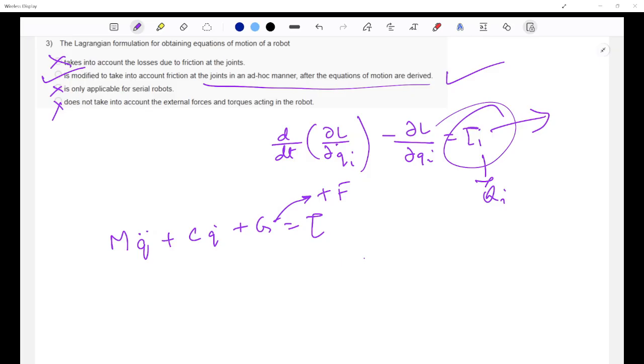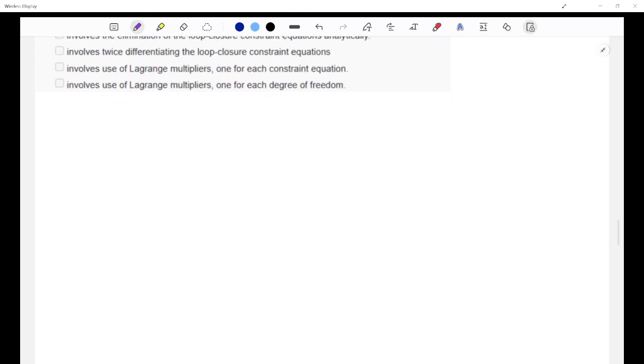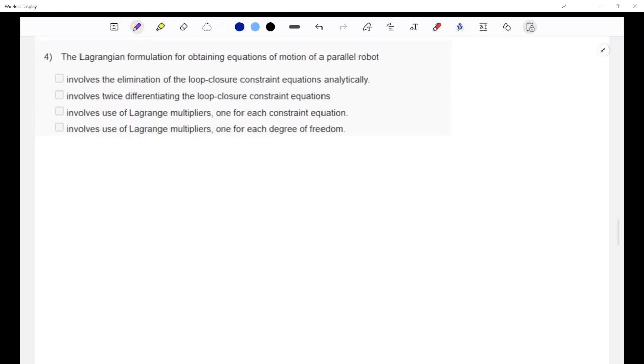Okay, let's move to the next question then. The Lagrangian formulation for obtaining equations of motion of a parallel robot involves the elimination of the loop closure constraint equations analytically, involves twice differentiating the loop closure constraint equations, involves use of Lagrange's multipliers, one for each constraint equation, involves use of Lagrange's multipliers, one for each degree of freedom. Does anyone have an idea what should be the correct answer?